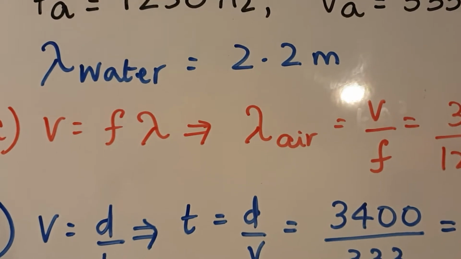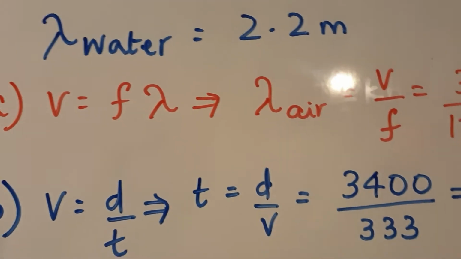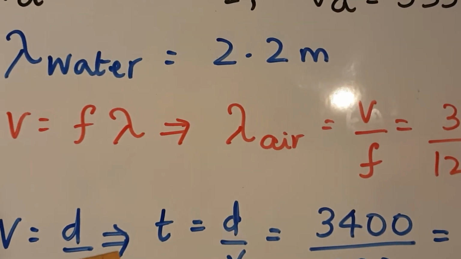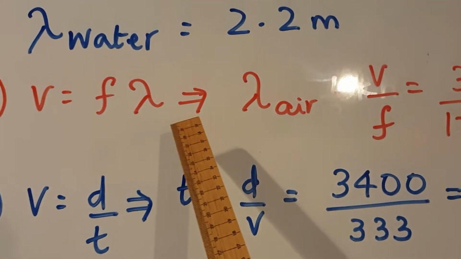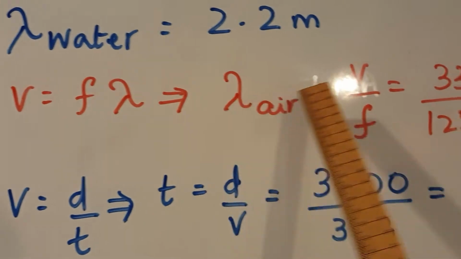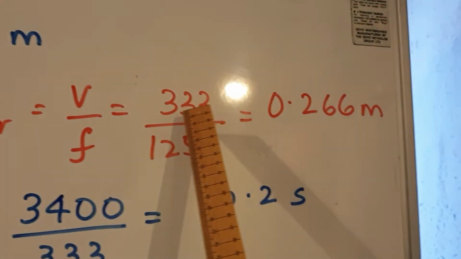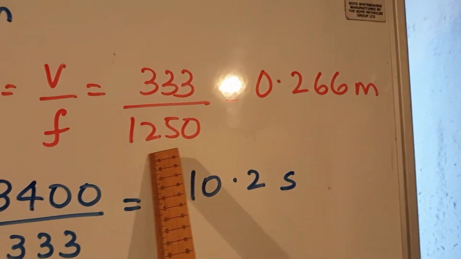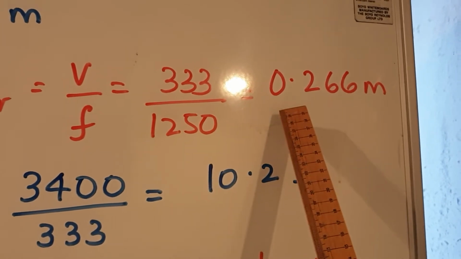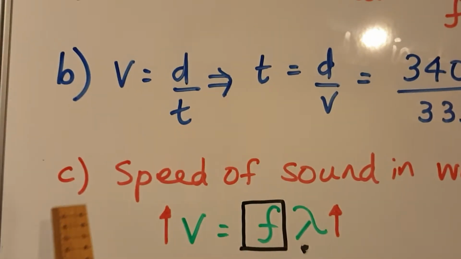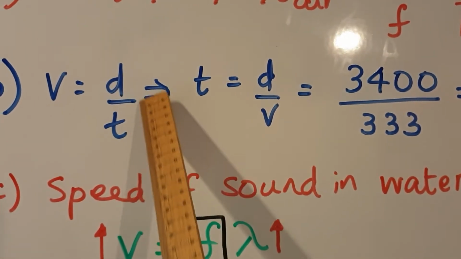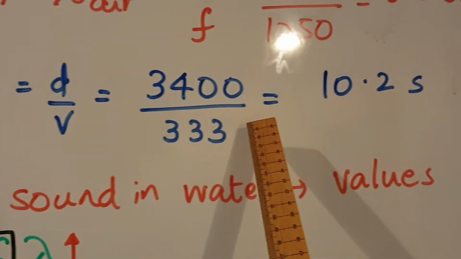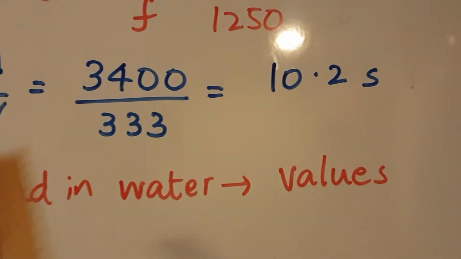Okay, so question A was to calculate the wavelength of sound in air. So the formula is V equals F lambda. Lambda is the wavelength, or lambda is V over F. So that's your speed in air, and that's the frequency, so you get 0.266. Okay, then the next one was to calculate the time, just using V equals D over T. So fairly straightforward, and you get the time.